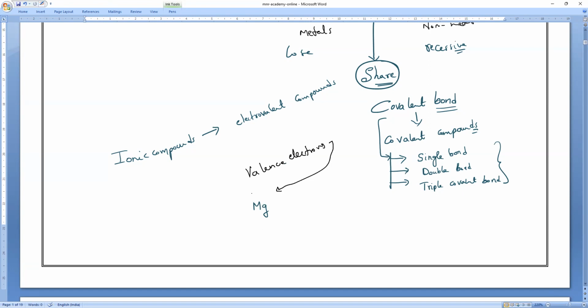So magnesium, what is the valence electrons, everybody? 2. What is the valence electrons of magnesium? 2. Chlorine, reacting with the chlorine. Chlorine, what is the valence electrons? Chlorine is 17. 17 means 2, 8, 7. So what is the representation, everybody? How many electrons? 7 electrons you have to represent in the chlorine. Am I right, everybody? Please respond.